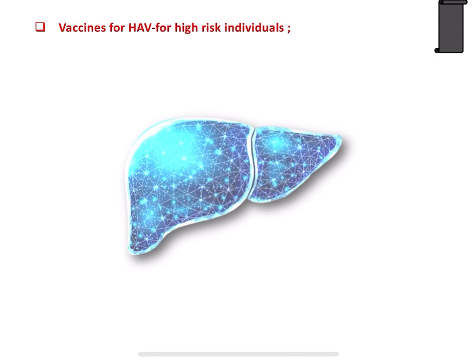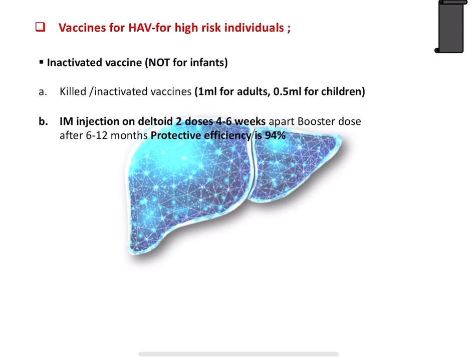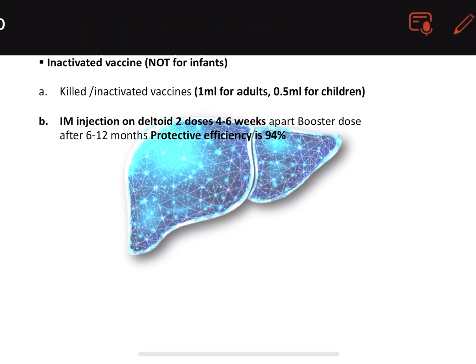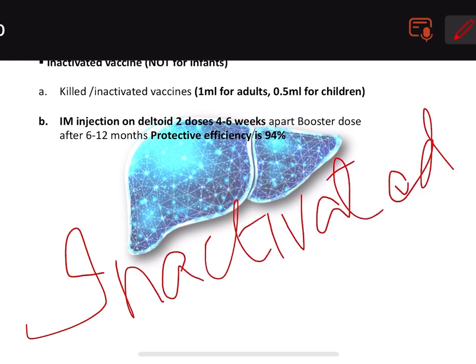Then we move forward to the vaccines. There are two types of hepatitis A vaccine which are currently used worldwide. We have formaldehyde inactivated vaccine, which is not for the infants. And then we also have live attenuated vaccine. Let us begin with inactivated vaccine. What are the two? We have inactivated vaccine, and the other one is live attenuated vaccine.